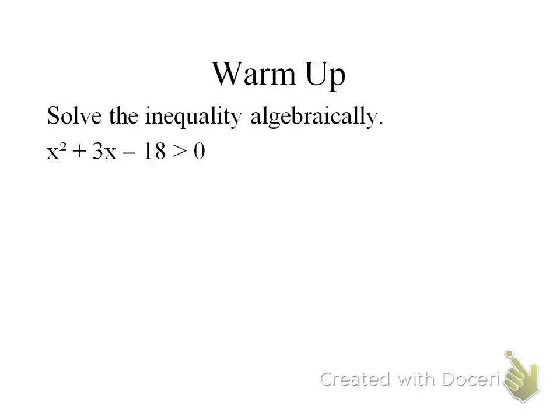But this says solve algebraically. That's where we make the number line. If it says solve graphically, you want to actually graph the parabola. So I need to find those 2 points that we called critical points. How do I find the critical points? Do you guys remember?